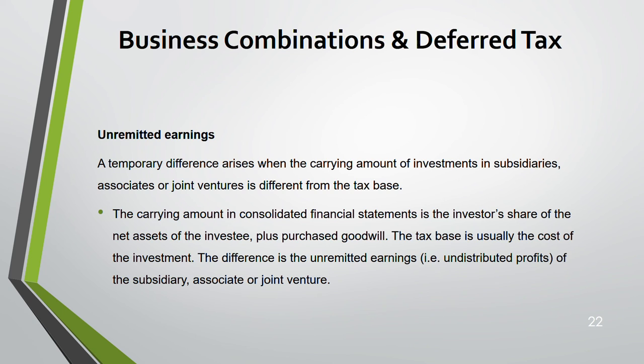How? The carrying amount in the consolidated financial statements is the investor's share of the net assets of the investee plus the purchase goodwill. But when you're taking the tax base, it is just the cost of investment. You're seeing carrying amount and tax base are two different things. So that difference is the unremitted earnings, or you can say the undistributed profit, of the subsidiary, associate or joint venture.